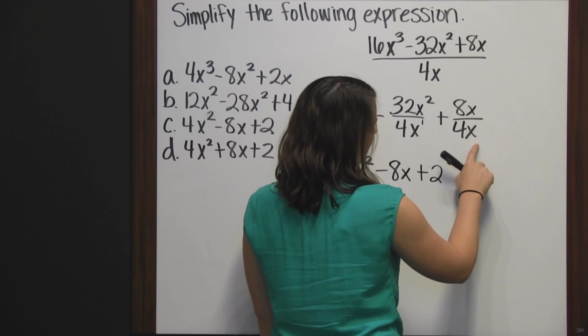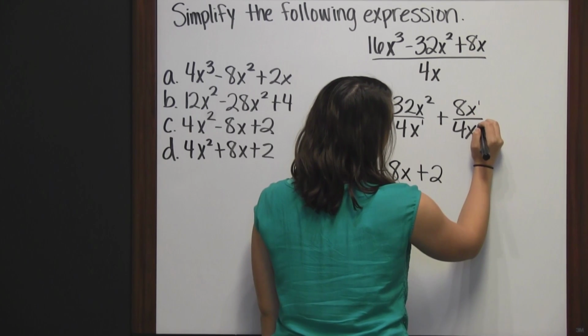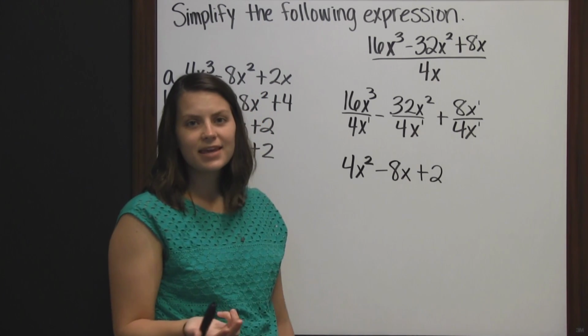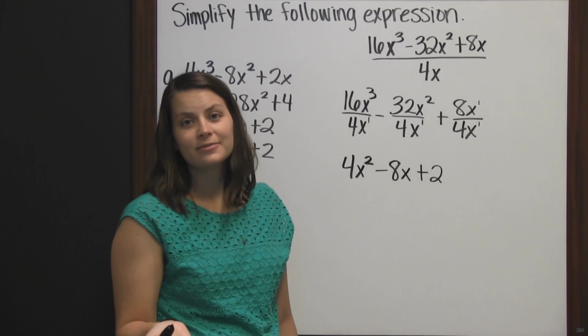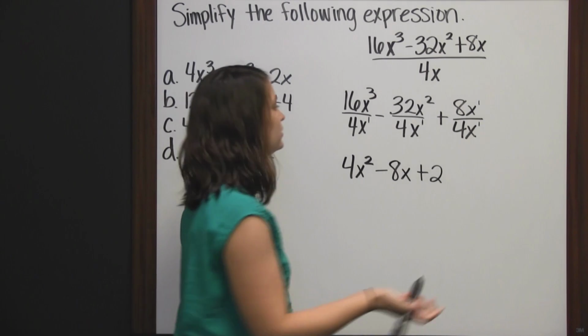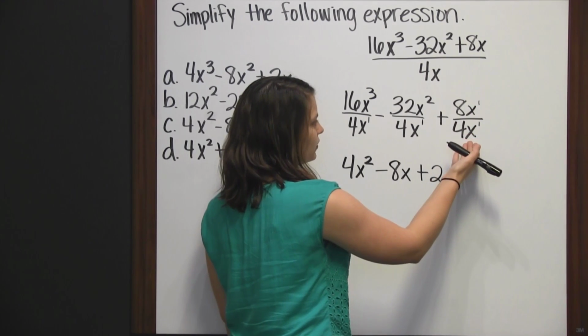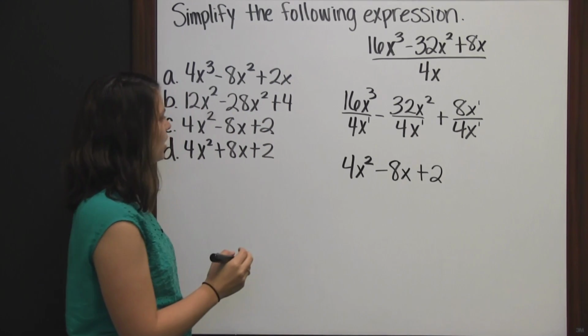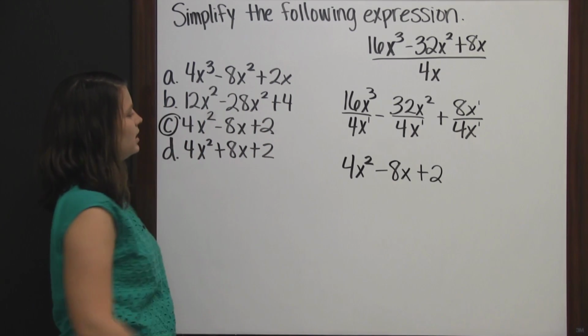And x divided by x, or x to the first divided by x to the first, 1 minus 1 is 0. Or you can just think x, or anything really, divided by itself is 1. So x divided by itself is 1, and 1 times 2 is 2. So our answer is C.